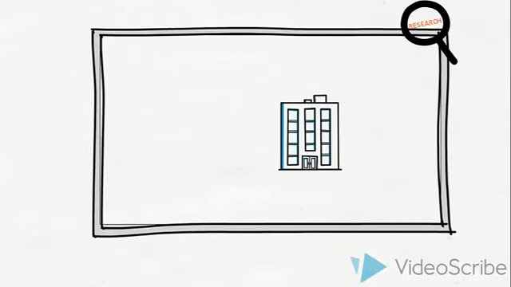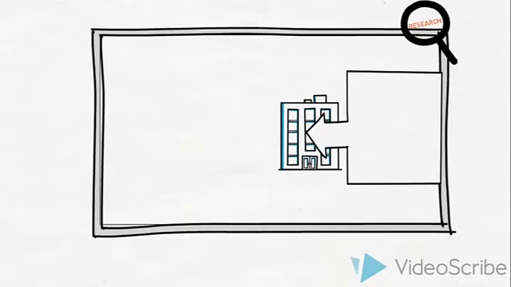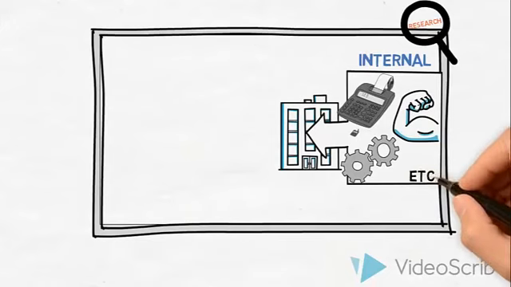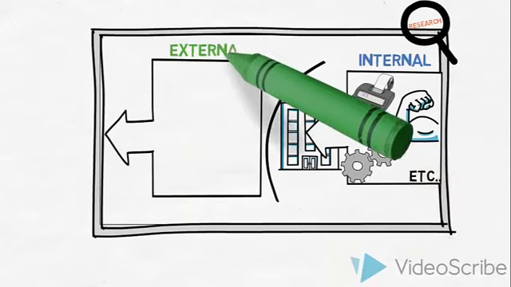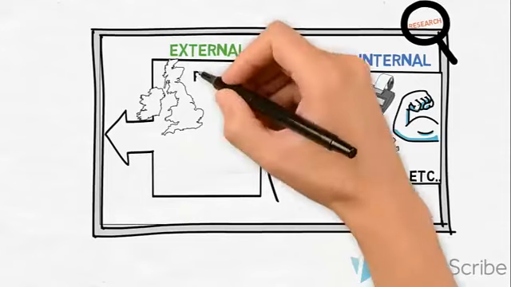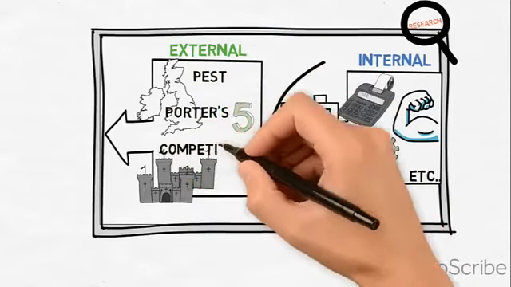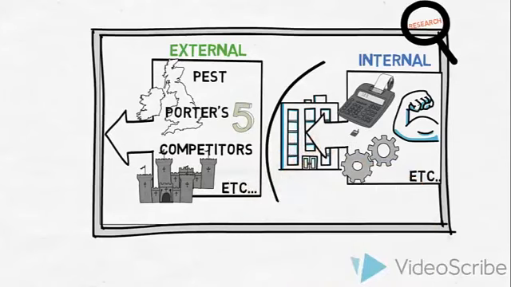The gathered data might be used in a process of conducting different analysis. Internal analysis, which could include a look at the company accounts, current business model, core competencies, and others. And external analysis such as PEST, Porter's 5 forces, competitor analysis, and others.